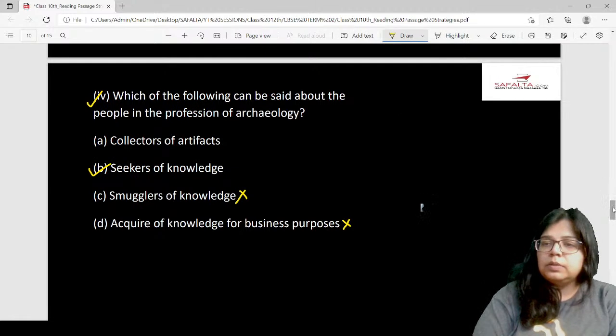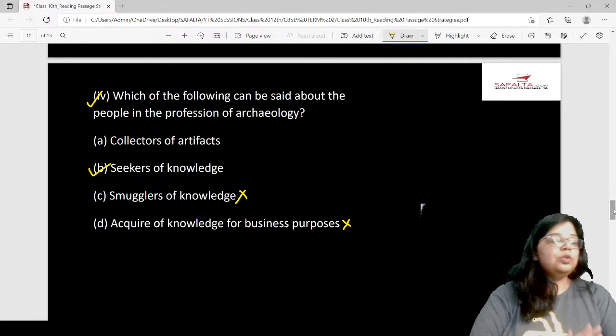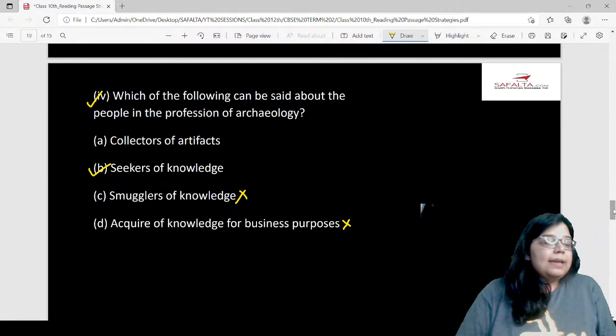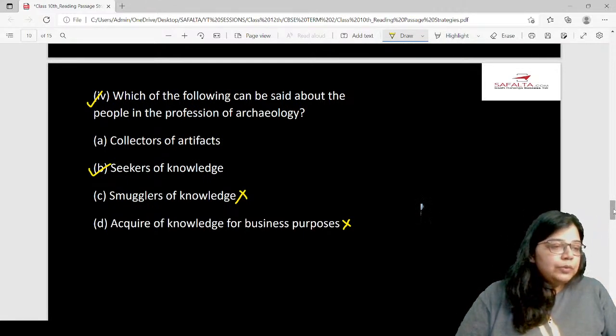Now let's see the vocab. I think so. Anushka, Rajveer, is this part clear to both of you? Is this part clear to both of you?